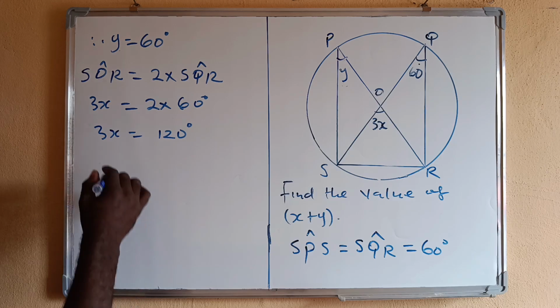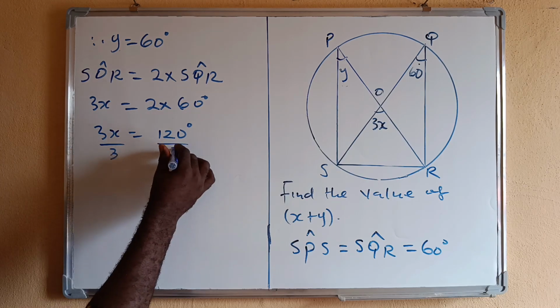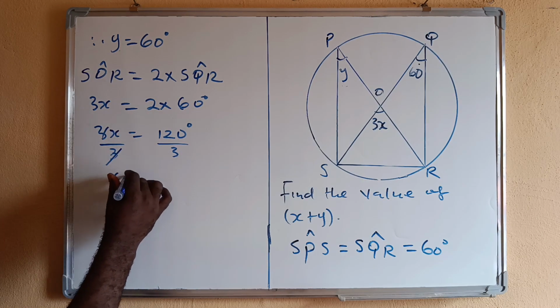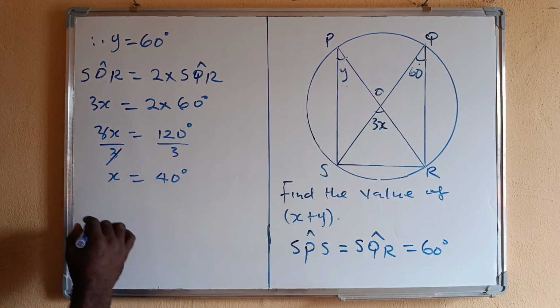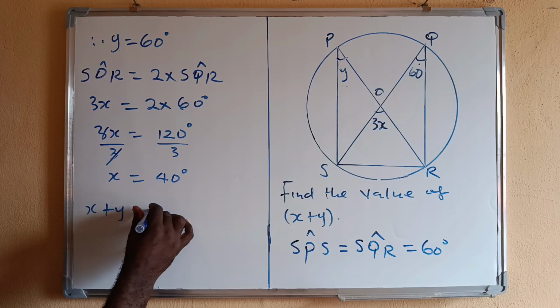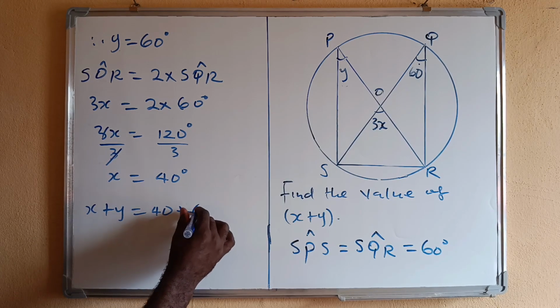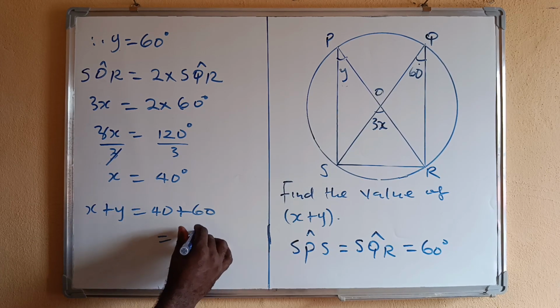So how do we get x? Just divide by 3. My x will be 40 degrees. We're asked to find the value of x plus y. So x plus y will be 40 plus 60. So that's going to give us 100 degrees.